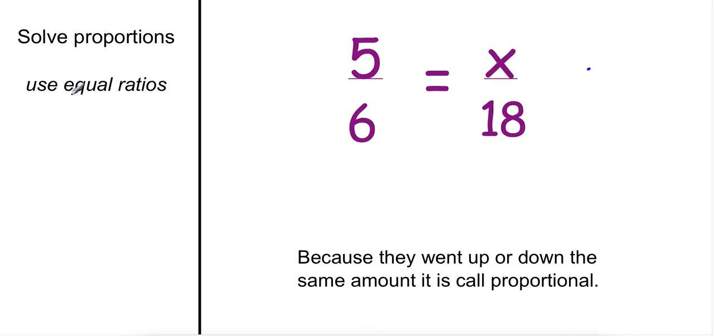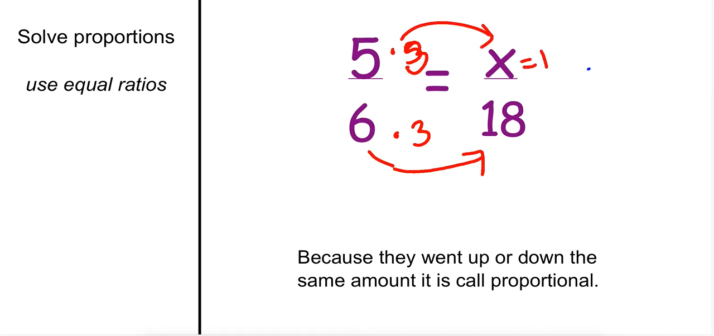So we're going to solve proportions by using equal ratios. You always start on the side that has both the numerator and the denominator. How did I go from 6 to 18? I times by 3. 5 times 3 is 15. So x is equal to 15. So the equal ratio is 5 to 6 is the same as 15 to 18. Because they went up or down the same amount, it's called proportional.